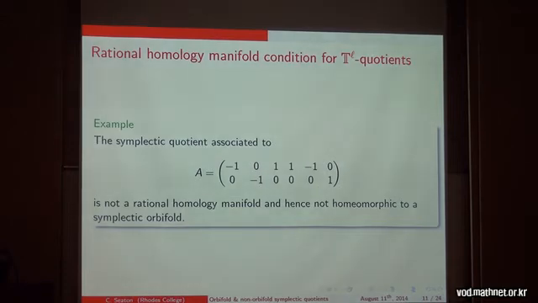Just to name one, the symplectic quotient associated to this weight matrix is not a rational homology manifold, and so it cannot even be homeomorphic to a symplectic orbifold. And I'll just mention that in this case, it's obvious that no matter how you permute the columns and row reduce, you can't get all the entries to the right of the diagonal part to be positive.